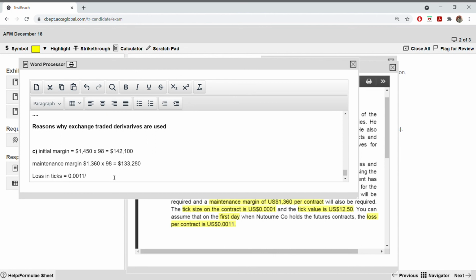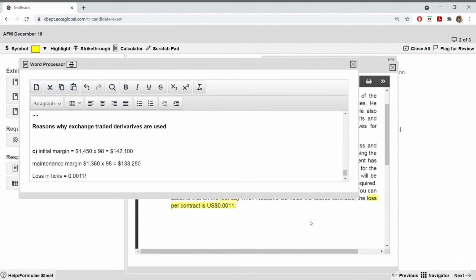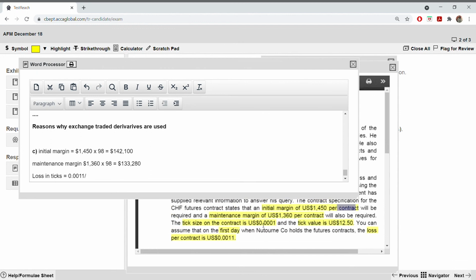Divide by... when you want to find the loss, they told the loss per contract, but the tick size they gave you is the tick size of the contract, not the tick value. You have to take the tick size of the contract, which is 0.0001. So that means you divide 0.0011 by 0.0001, equal to 11.